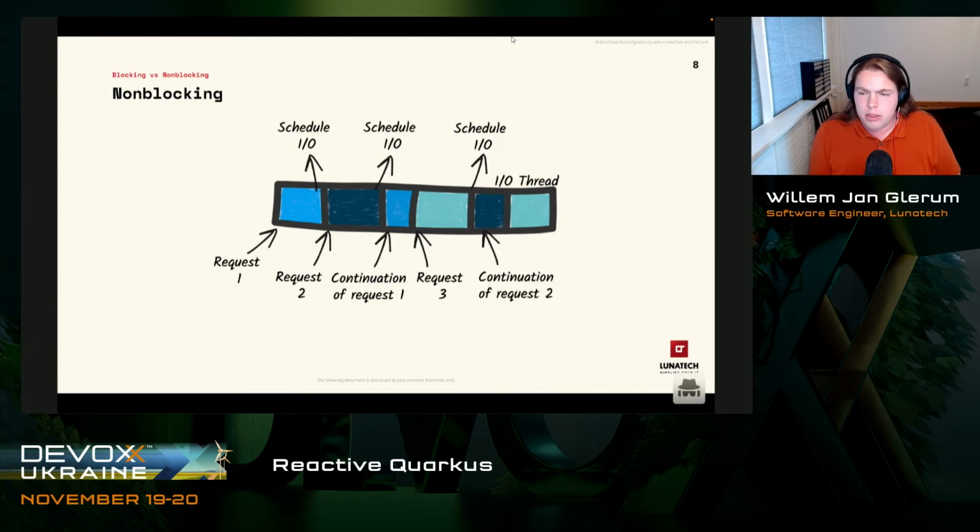And in the meantime, we got the third request coming in. And if you saw in the previous picture, for request 3 there was no room. In this case, we have some room, even on the same thread, in the meantime, to execute request 3. And this goes on and on and on. And as you can see, this way you can pack a lot more requests on a smaller amount of threads. That's what we try to do here with writing non-blocking code.